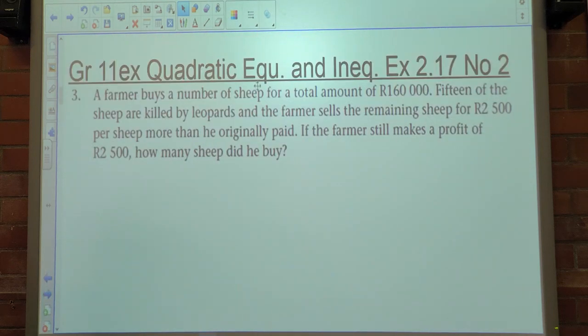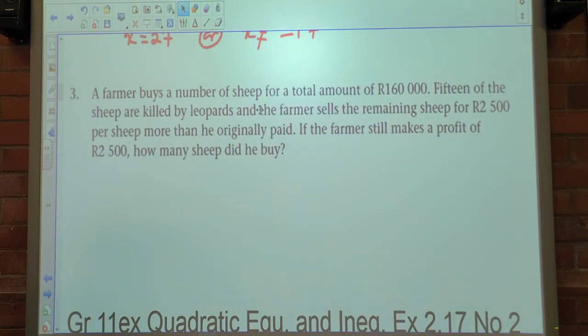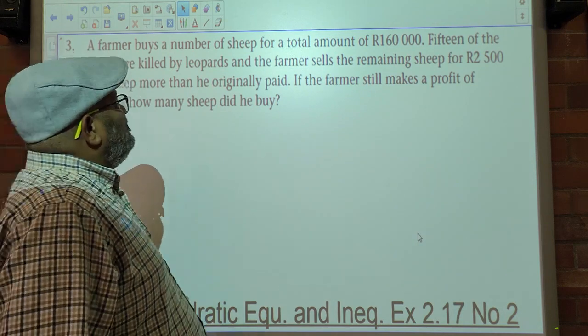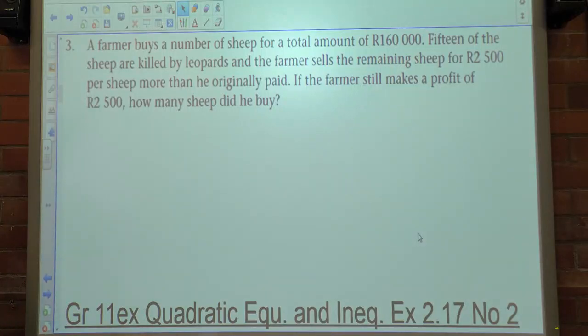People, let's look at the third one. Number 3. A farmer buys a number of sheep for a total amount of 160,000 rand. 15 of the sheep are killed by leopards, and the farmer sells the remaining sheep for 2,500 rand per sheep more than he originally paid. The farmer still makes a profit of 2,500 rand, which means a profit in total in the whole group. How many sheep did he buy?